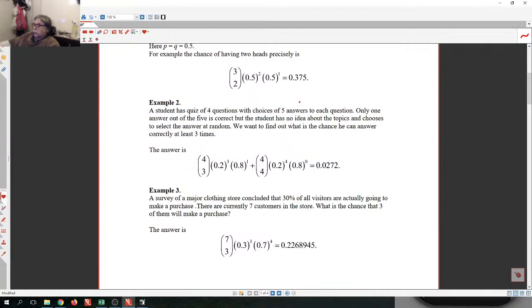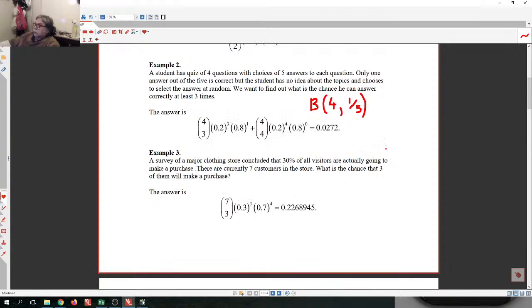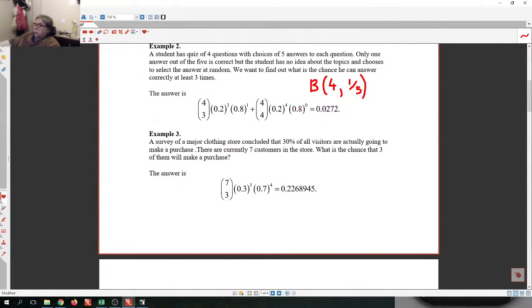Where is that example? Quiz, 4 questions with choices of 5 answers each question. That was the binomial random variable. The guy's trying 4 questions, so it's 4 trials, and a chance of 1 out of 5. If you have A, B, C, D, and E, 1 out of 5 is a chance of guessing it right. Okay? You're simply using a formula.